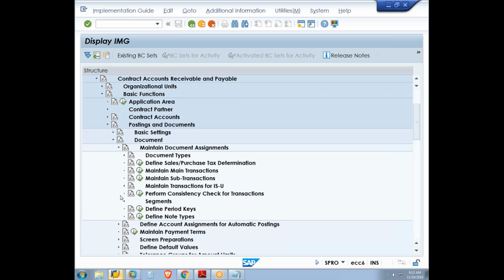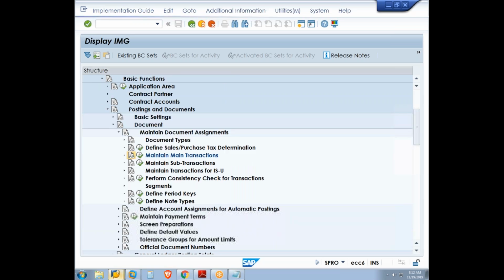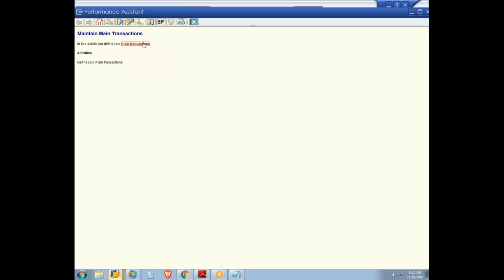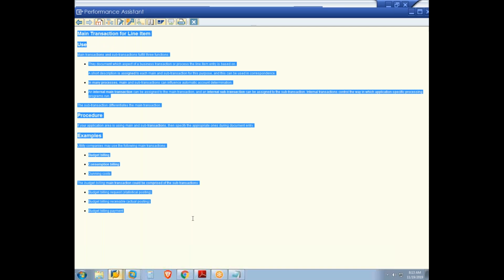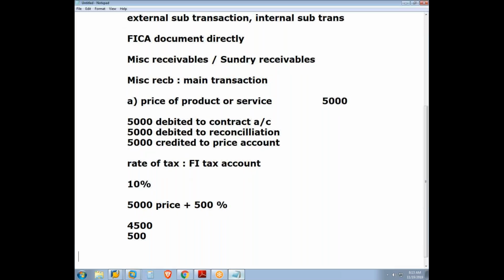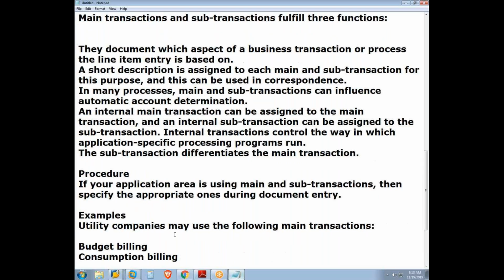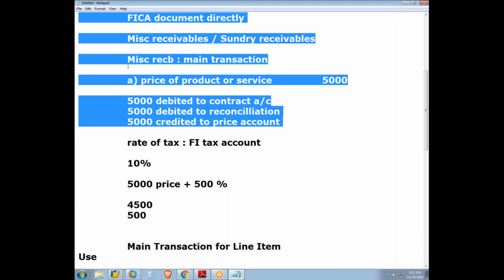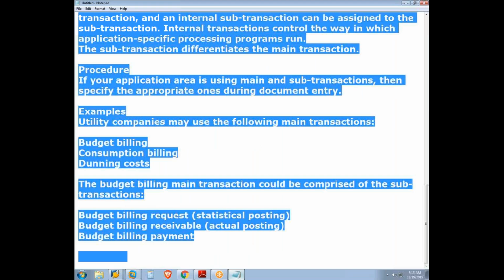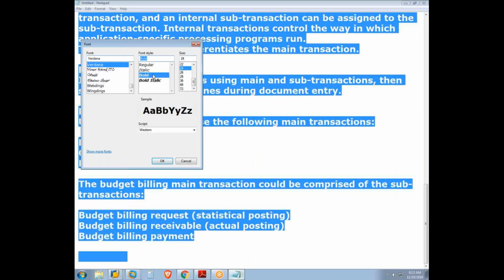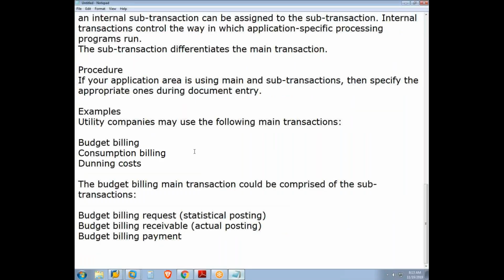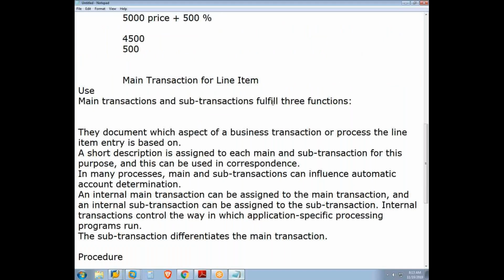Here you have Maintain Main Transactions. Select here. Let us see the help file. What is the main transaction? According to SAP help: main transaction for line item use. Main transactions and sub transactions fulfill three functions.